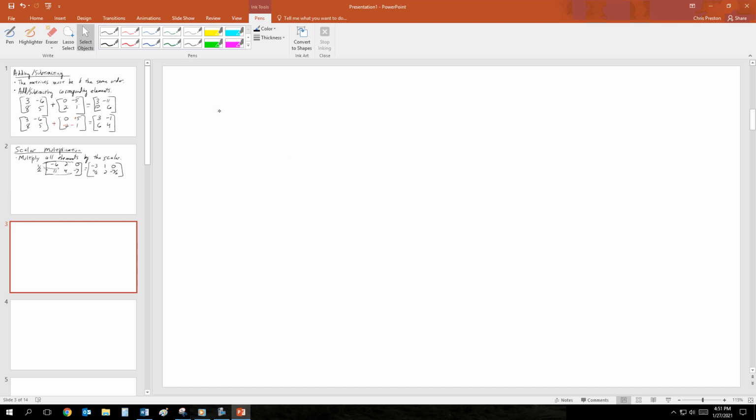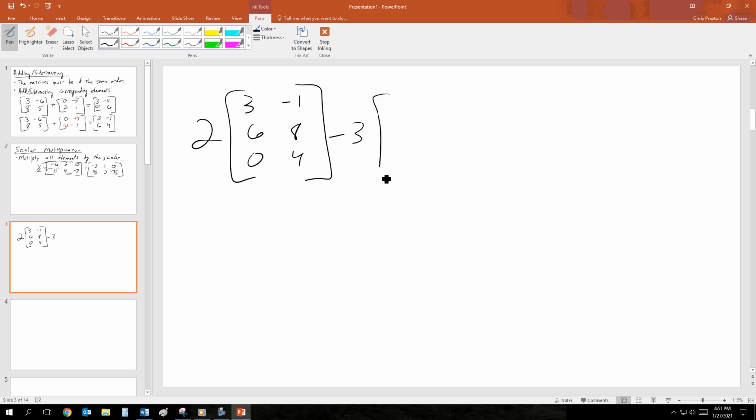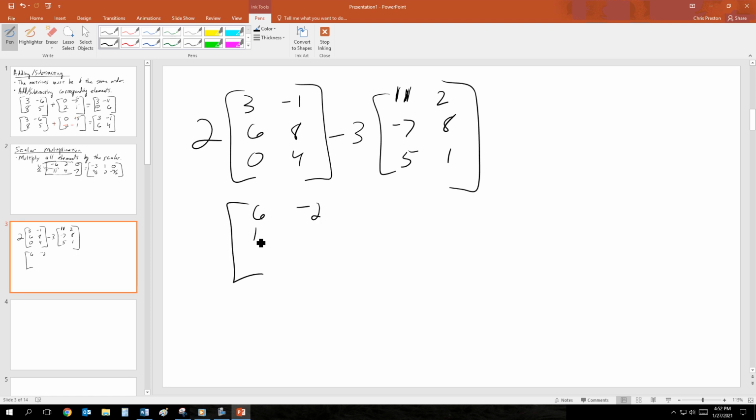You could say, what is 2 times the matrix 3, -1, 6, 8, 0, 4, minus 3 times the matrix 11, 2, -7, 8, 5, 1. So I wanted to combine this expression. Well, what I can do is do my scalar multiplication. So I'm going to multiply through. So 6, -2, 12, 16, 0, 8.